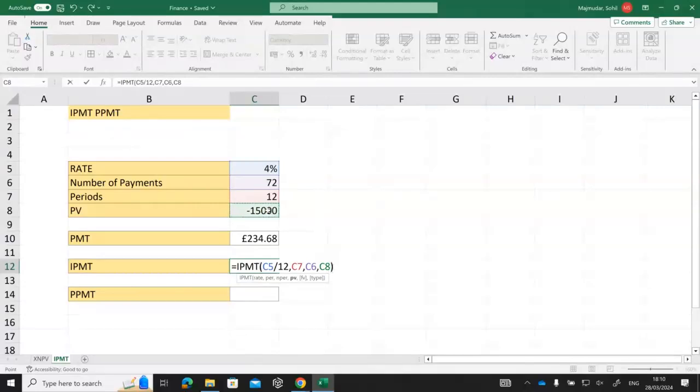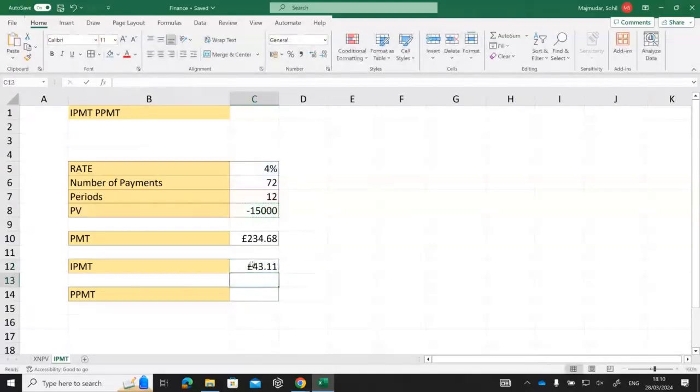And close the bracket and press enter. So look at that. It's telling you that in the 12th month, 43 should be your interest out of 234.